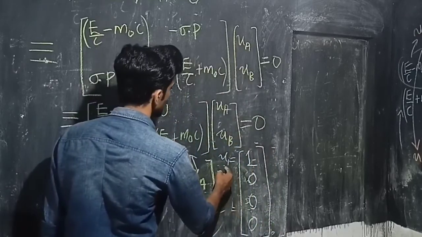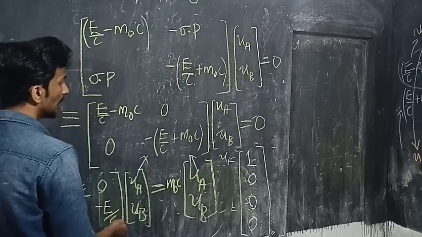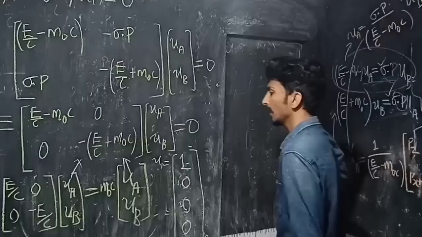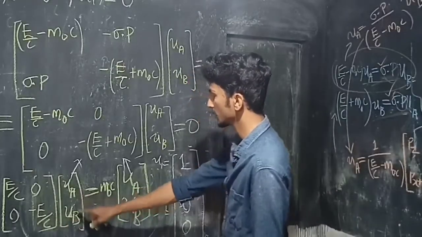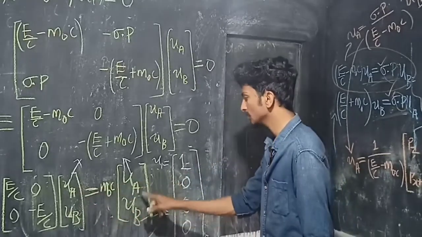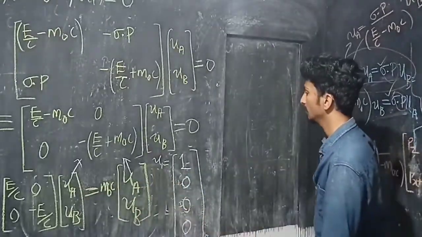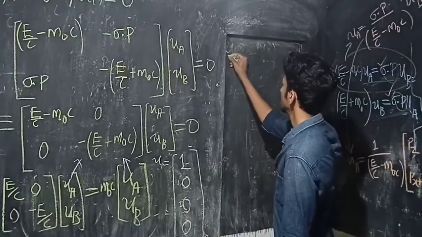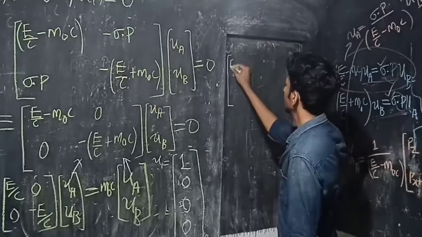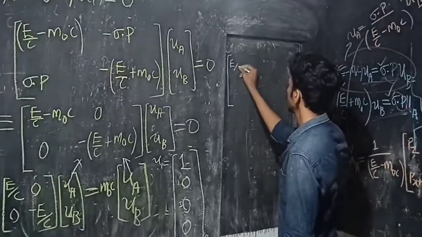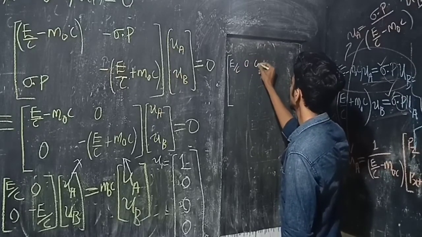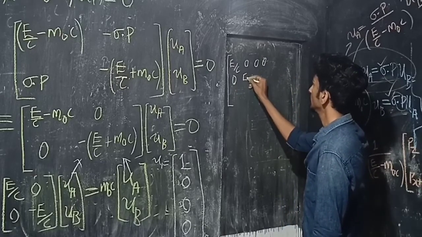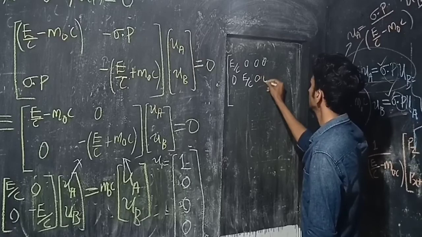So if we substitute this u1 spinor here, you will get the energy associated with the u1 spinor. So let me do that. In fact, this matrix is a 4 cross 4 matrix, and this is a 4 cross 1 spinor, and this is also a 4 cross 1 spinor. So if we substitute this spinor there, you can see that it is E over c 0 0 0, 0 E over c 0 0.